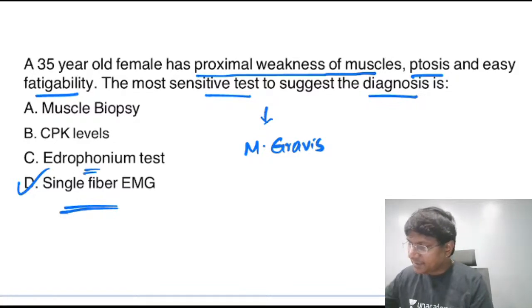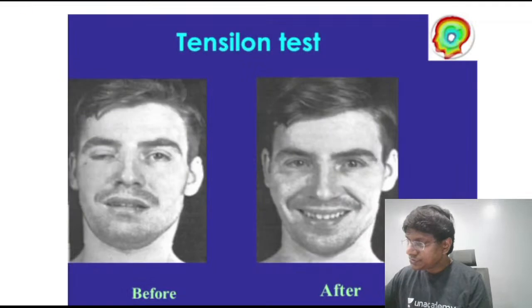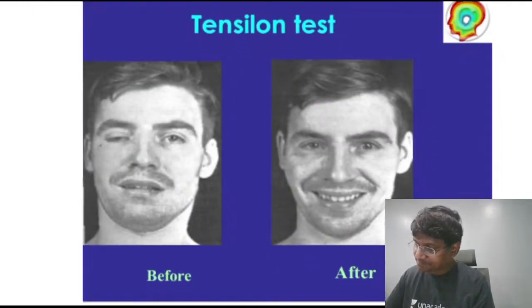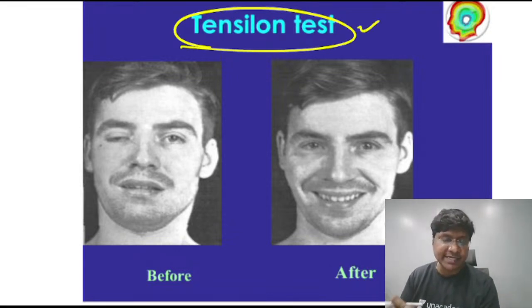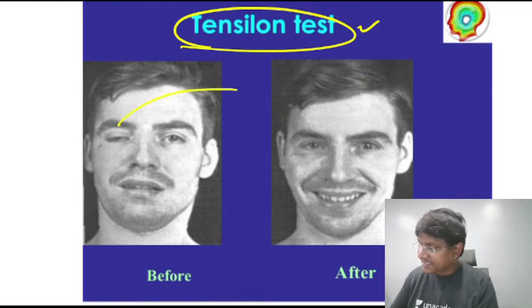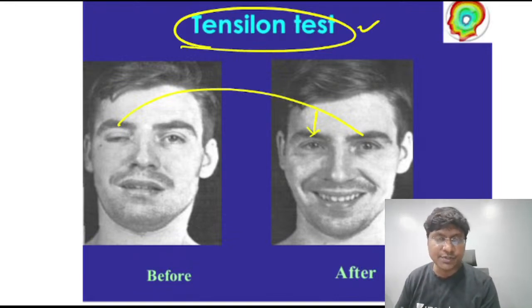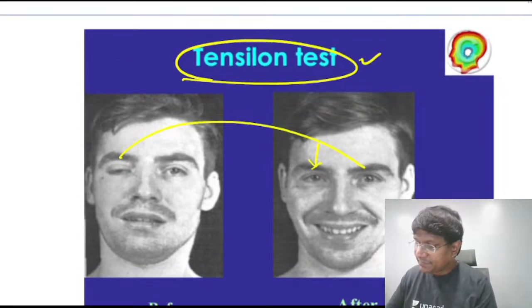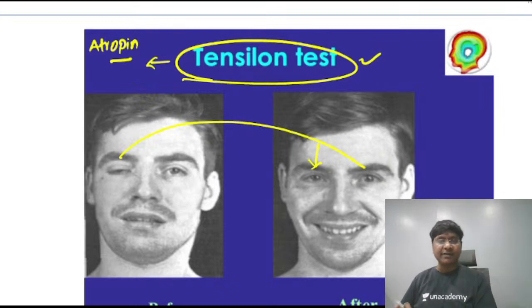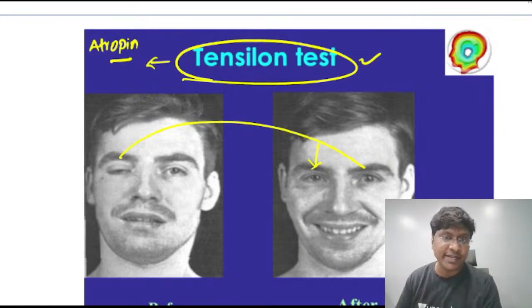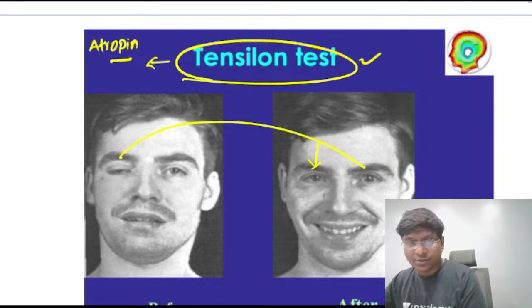And what is the other name for the edrophonium test? It is also called the Tensilon test. Once you inject this edrophonium or Tensilon, the ptosis will disappear in this individual. Edrophonium is nothing but an acetylcholinesterase enzyme inhibitor, which increases acetylcholine levels. Whenever you are doing the Tensilon test, what is the drug that you need to keep available? It is atropine. So atropine should be ready. Okay, right. So that is about your Tensilon test.